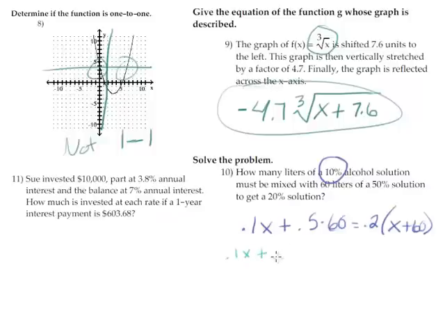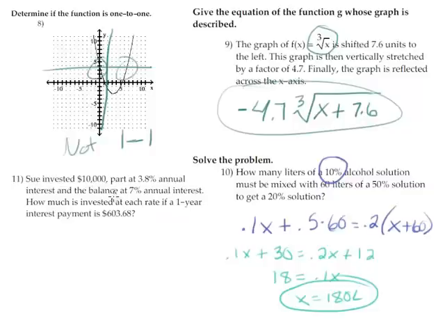So 0.5 times 60 is 30. 0.2 we distribute. I'm kind of hoping that's 12. 0.2 times 60, that's 12. Get stuff on the same side as the other stuff. So x is 180 liters.